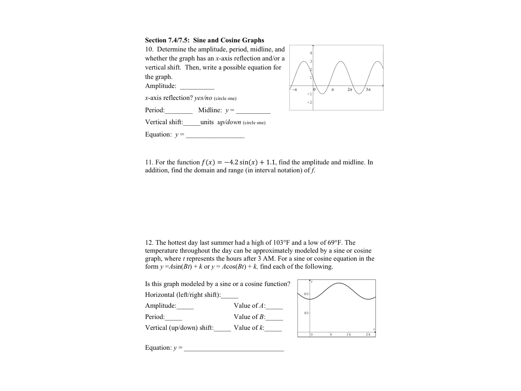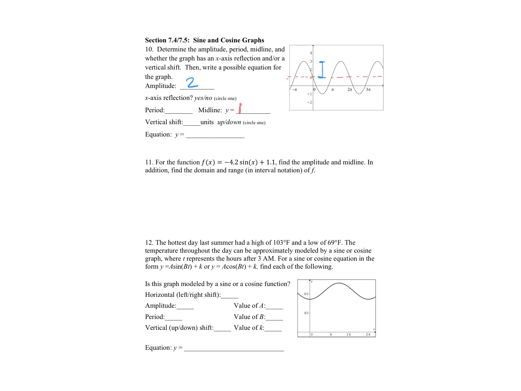All right, so on this first one, we're given a graph, and we're asked to find some different features about that graph. The first thing I'm going to do is go ahead and draw in my midline to this graph. And so I can see that my midline is at y equals 1. And then from that midline, I can look to see where it goes up and down from that midline. So the amplitude would be the distance from the midline to the maximum or from the midline to the minimum. So that distance I can see is 2.